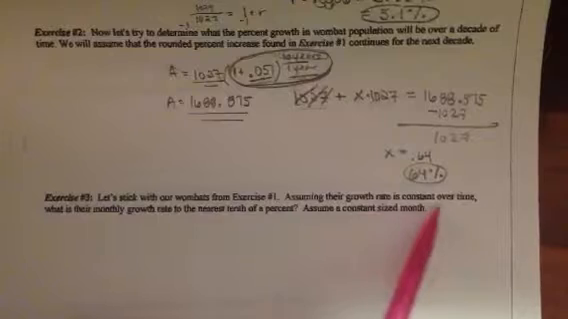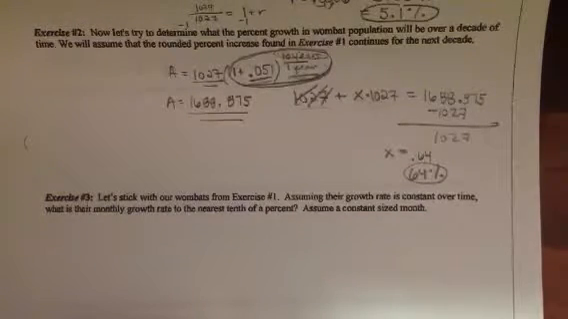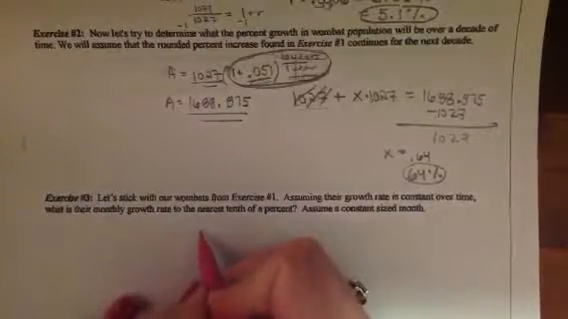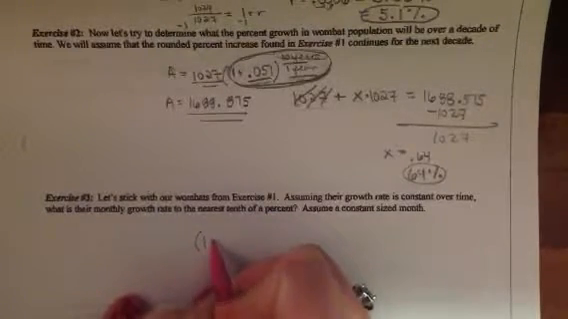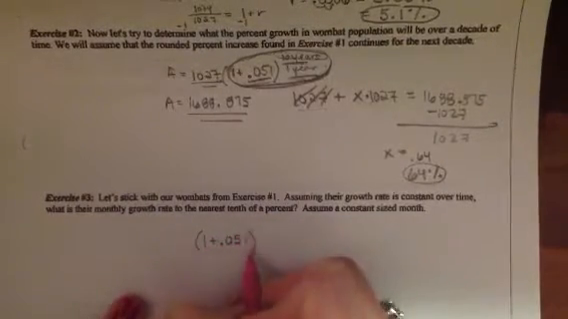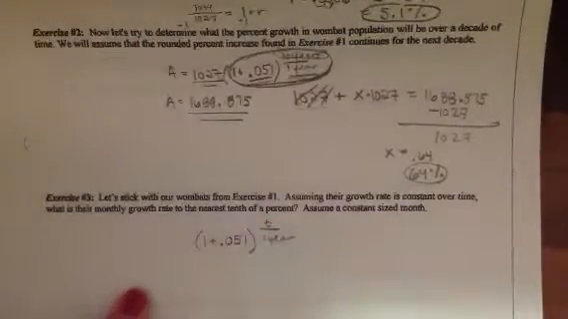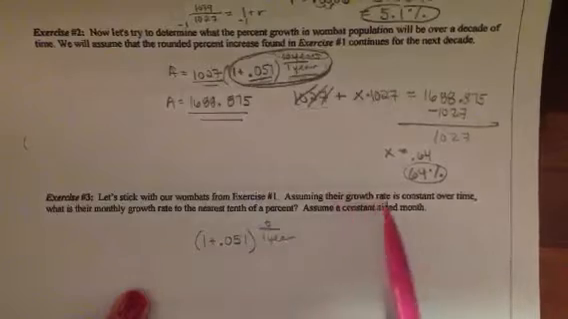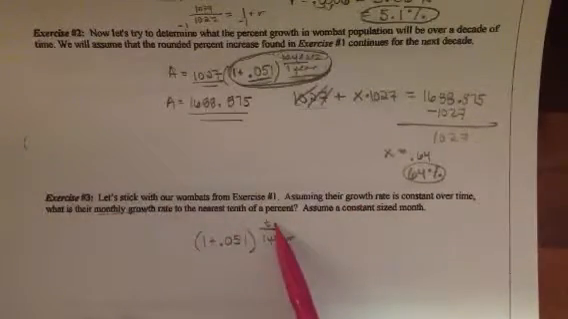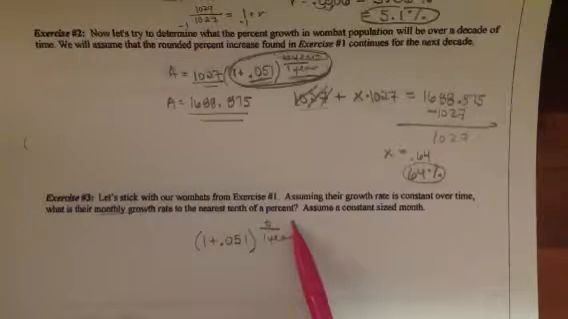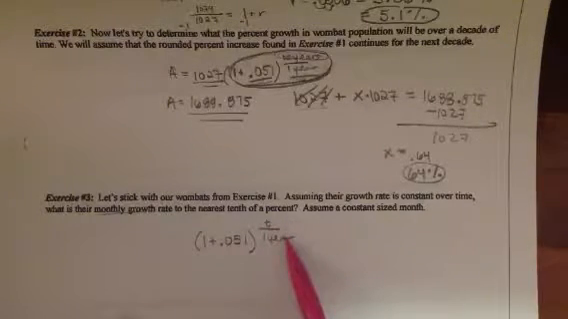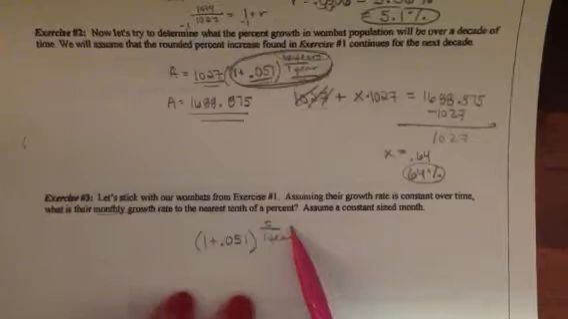Assuming their growth rate is constant over time, what is their monthly growth rate? Okay, so again, right now we have 1 plus 0.051 to the t over 1 year. They're looking for us now to change this to a monthly growth rate. I can't just put 1 month here because months and years aren't the same if I want to change it to a monthly growth rate.